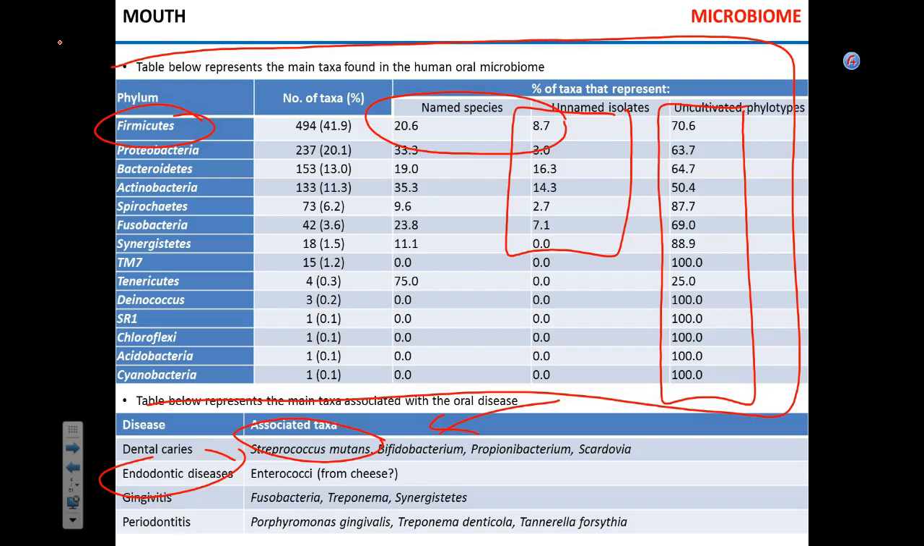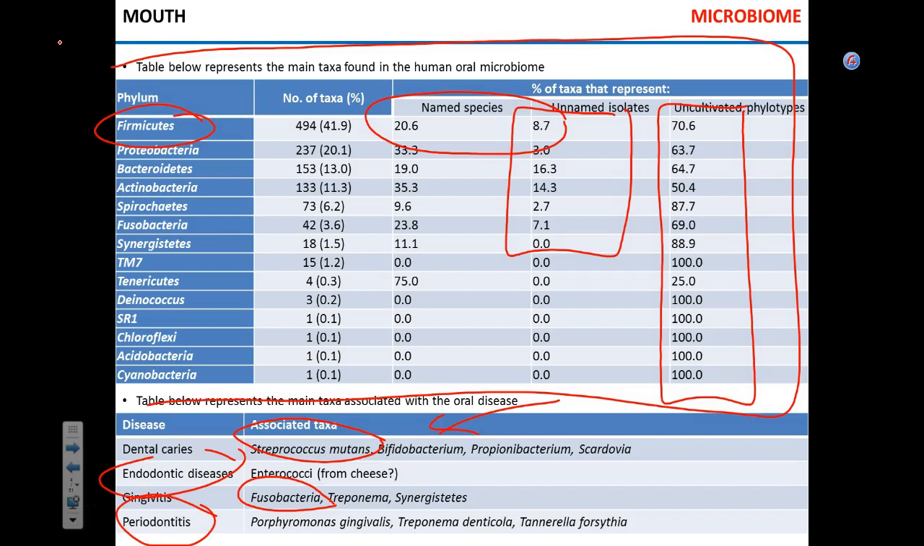Gingivitis, that's very well known. Fusobacteria, especially Fusobacterium necrophorum, cause gingivitis. The disease can be absolutely devastating. Sometimes it becomes necrotizing, called necrotizing gingivitis. Gums are bleeding terribly, and people lose their teeth, like all of them.